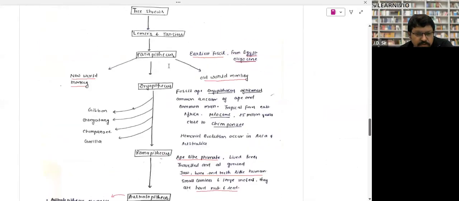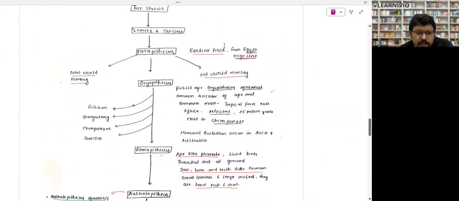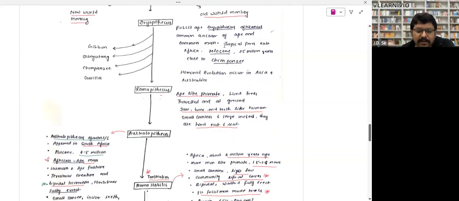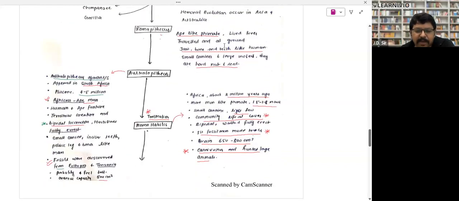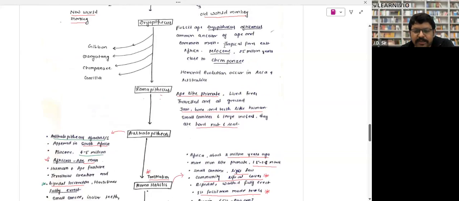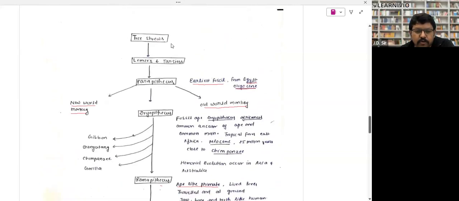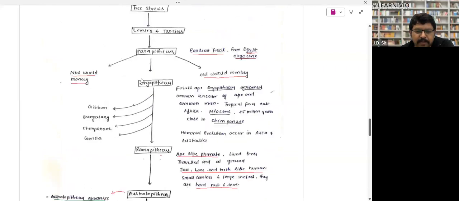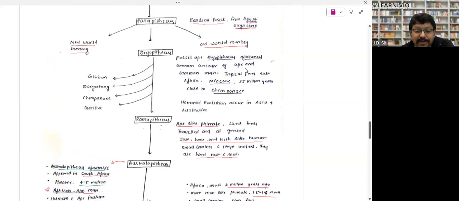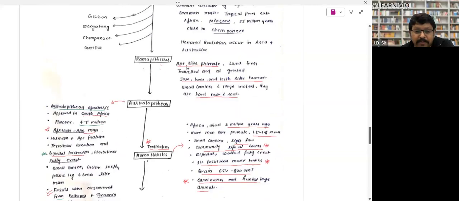So take this screenshot, right? Because you know what kind of question has been asked: Dryopithecus were found, right? And the question, Java man, Peking man, all these types of things. So this is the chronology. First Shrew came, then Lemurs, then Tarsier, then Parapithecus, then Dryopithecus. So what are the characteristics of Dryopithecus? I have written over. Then Ramapithecus came, right? I have underlined whatever the likely question is.